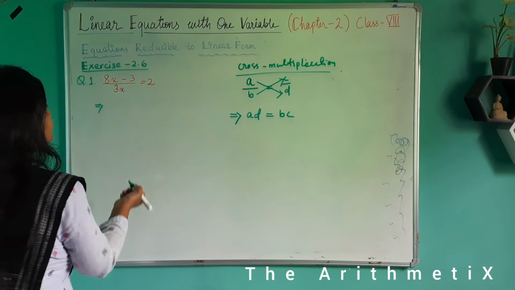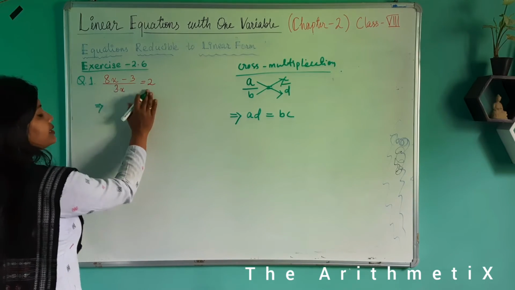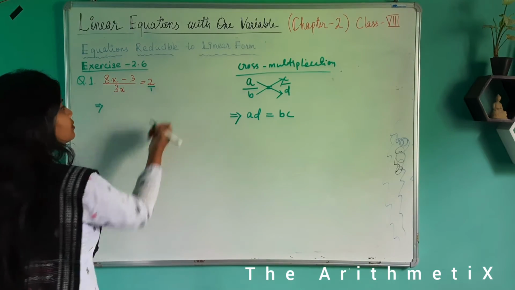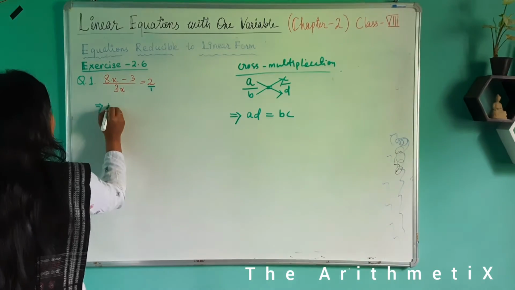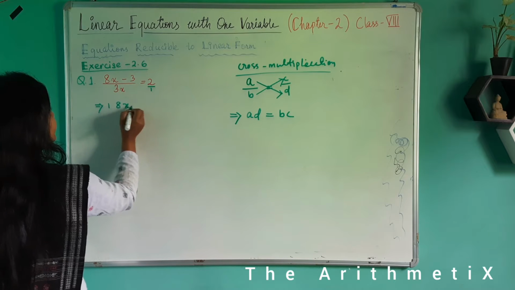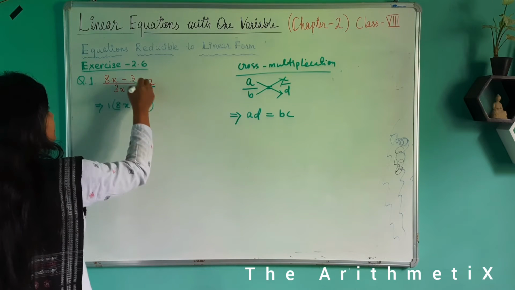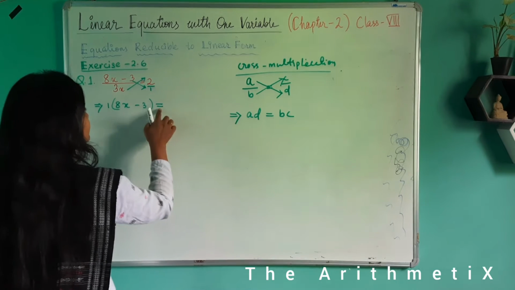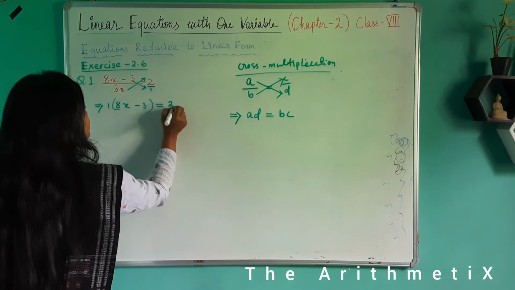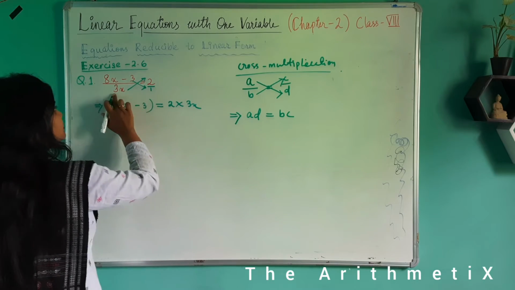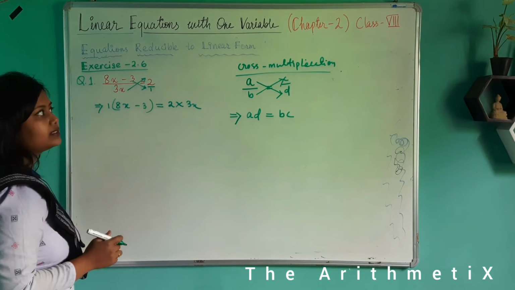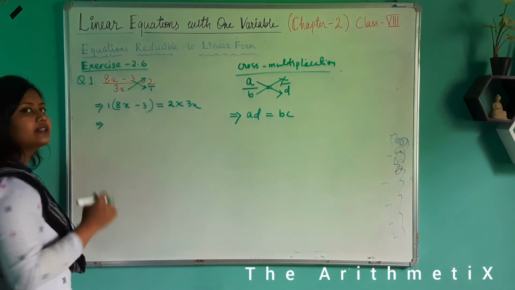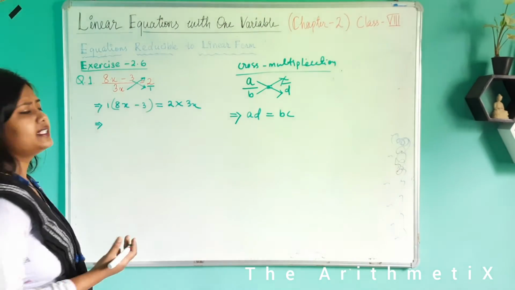This implies, so here it is only 2, a whole number. We will assume it as 2 upon 1. So 1 will be multiplied with 8x plus 3, this one, and equals, there will be an equal sign, 2 into 3x. This one will be divided with this, B into C. Now it is converted into linear form and it is very easy.